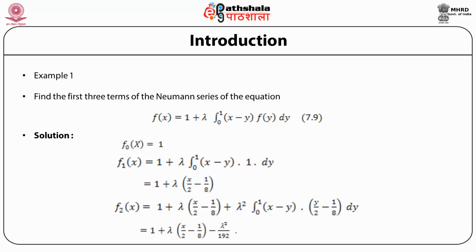Next term, f2 x, is equal to f0 plus f1 x. f0 x is 1, f1 x is lambda times x by 2 minus 1 by 8, plus the next term is lambda square integral 0 to 1 x minus y. Substitute for f y this term, which is x by 2 minus 1 by 8, integrated over dy. So this integral can be evaluated, and we get f2 x is equal to 1 plus lambda times x by 2 minus 1 by 8 minus lambda square by 192. This is the way we can get the successive terms in the Neumann series of the equation. So we illustrated this by getting the first three terms for this equation.